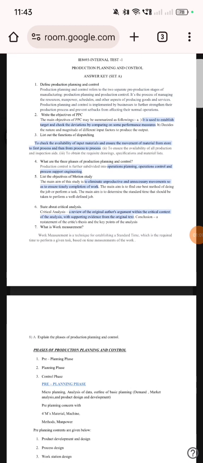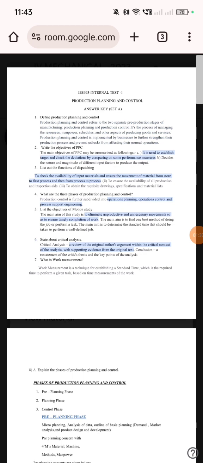Then write question number 2. Write the objectives of production planning control. The overall objective of production planning control is optimization of resources and scheduling of resources to meet production demand. It ensures an efficient schedule, with resources ready when needed. The following points are the main objectives of production planning control.